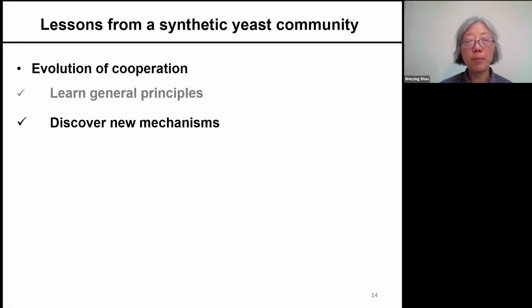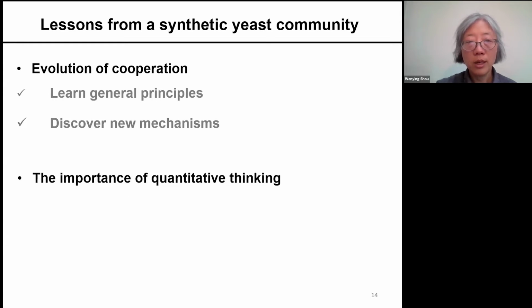So I've just shown you an example where, by getting rid of all known pro-cooperation mechanisms, we were able to discover adaptive race as a new mechanism that protects cooperators against cheaters. Now I would like to switch gears to talk about the importance of quantitative thinking. We learned all these lessons from our synthetic communities.